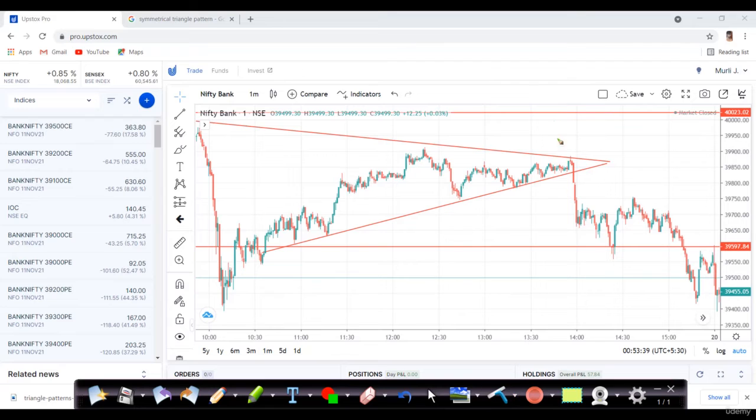So what I will do, I will check the last swing. The last swing is this one only. So at the upside I will make a limit order at 39,900. The market did not see 39,900, so I am not able to make an entry, and the market moved downside.